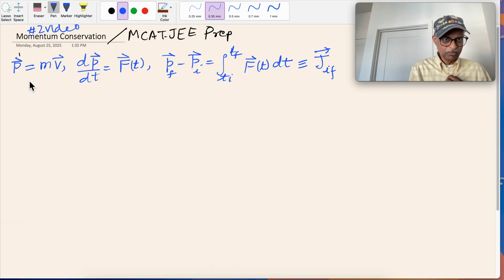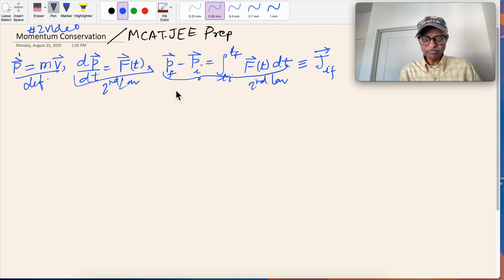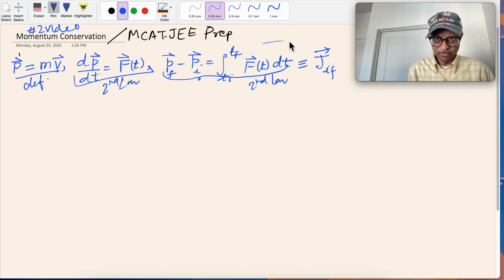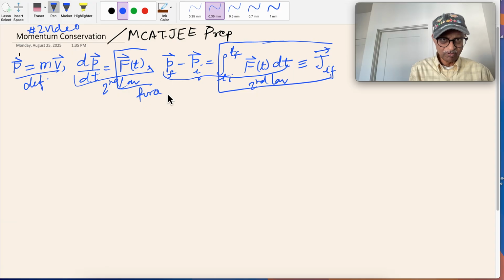Okay, so we talked about the definition, and then this is the second law, and this is also the second law, right? So this is the differential form, this is the integral form, and the right side of this is called the impulse vector, just like the right side of this is just force. The right side is impulse, the force vector. So it's a vector, so this is also a vector.